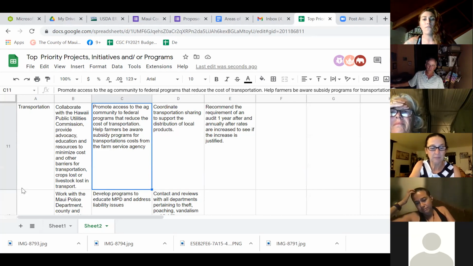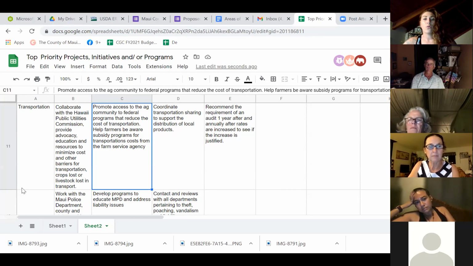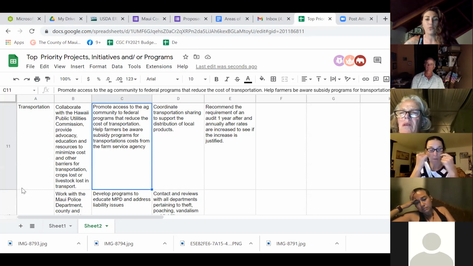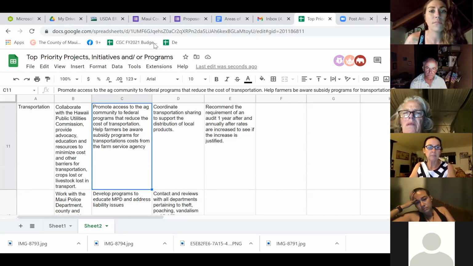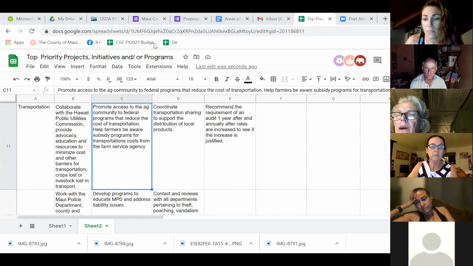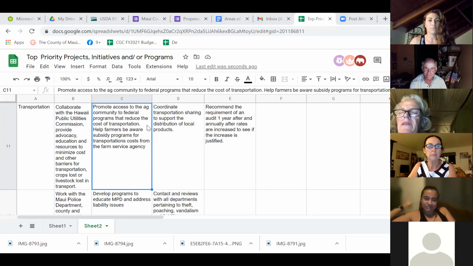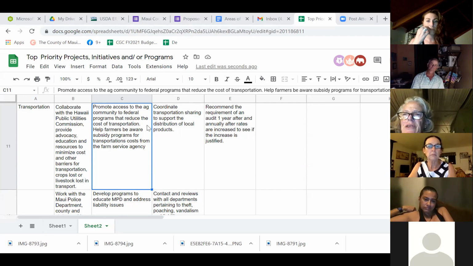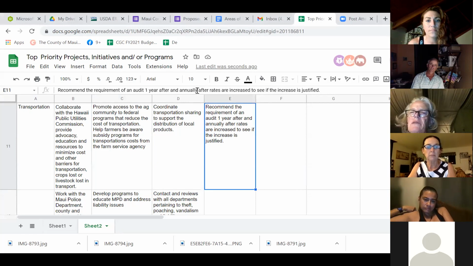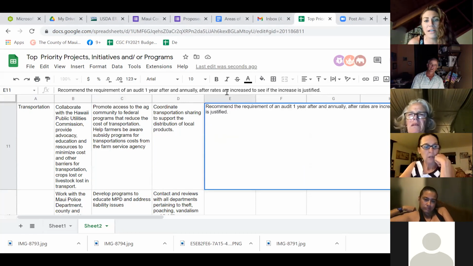recommend the requirement of an audit 1 year after, annually after rates are increased, to see if the increase is justified. ʻĀina Pono program. Okay, I might be getting tired here, but recommend the requirement of an audit 1 year after and annually after rates are increased. What rate? The shipping rates from the PUC.